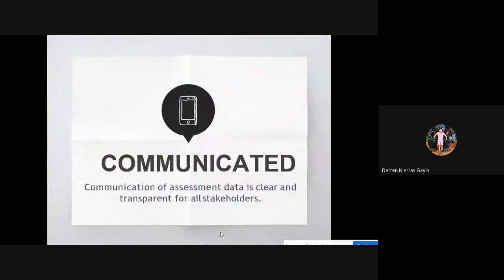Next, communicated. Assessment should be communicated. Communication of assessment data is clear and transparent to all stakeholders. So you need to show the grades of the students to them, to the students and their parents, as well as other stakeholders. Also to the principal, if there's a need, or to those who are giving scholarship.